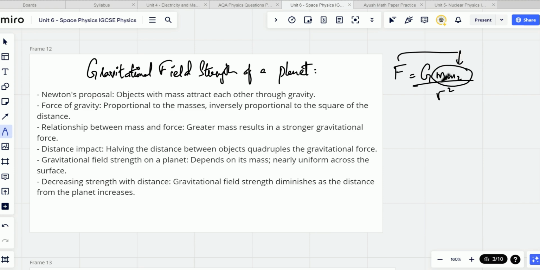So as you can see through this formula, the force is what? It's directly proportional to the mass, and it's inversely proportional to the square of the distance. Okay. Yeah, it makes sense now.